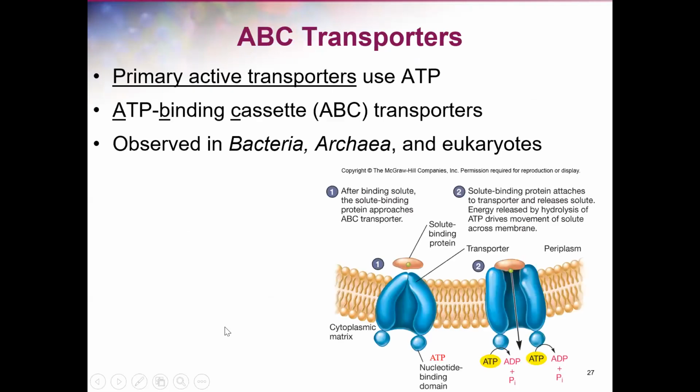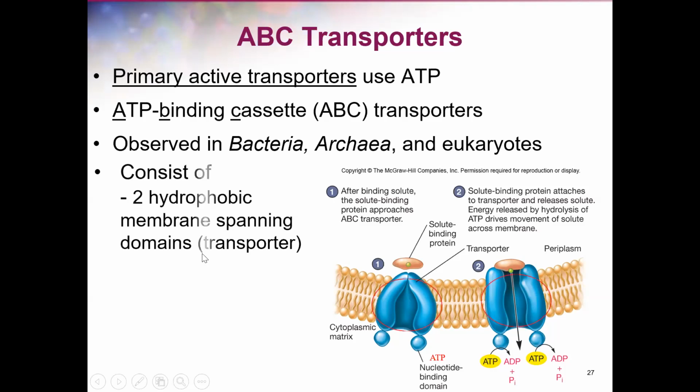The first one is the so-called primary active transport. It needs a specific protein, the ATP-binding cassette transporter, or ABC transporter. This is a group of proteins, so-called transporters. You can see this is very common in bacteria, archaea, and eukaryotes. Basically, this ABC transporter includes three parts. The first part is the embedded protein, right? This is the so-called transporter.